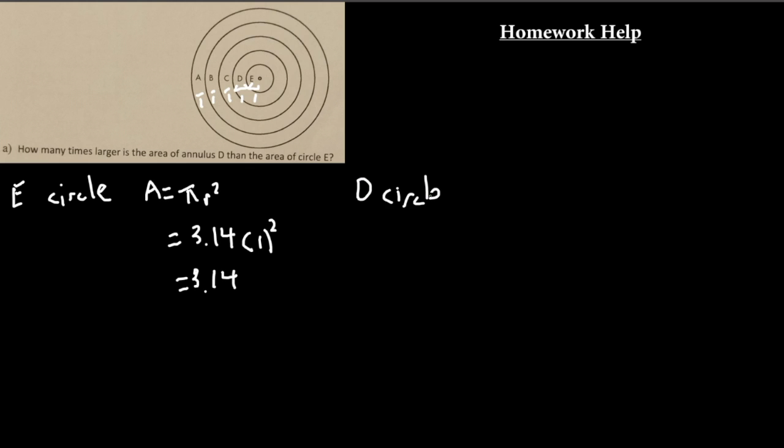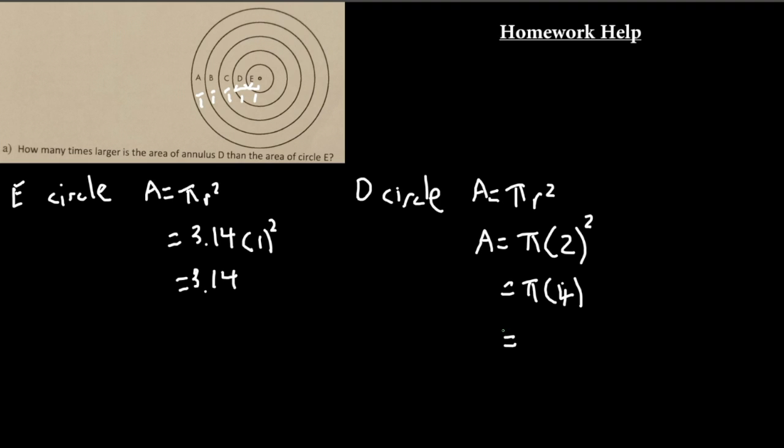So for circle D, area equals pi r squared. The radius of D is going to be 2 centimeters because 1 plus 1 is 2. So this is going to be pi times 2 squared. 2 times 2 is 4, so pi times 4. When you plug this into your calculator, your exact answer is about 12.56. I'll round to 4 decimal places, and this should be fairly accurate for grade 8 math.